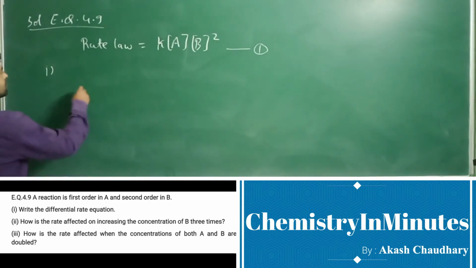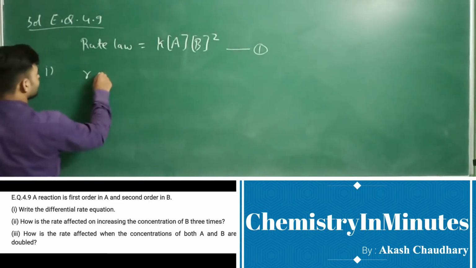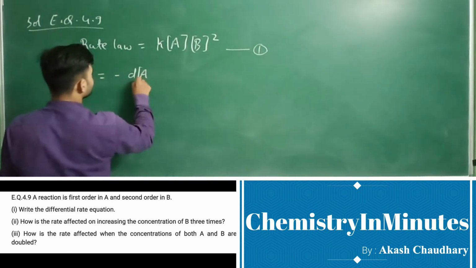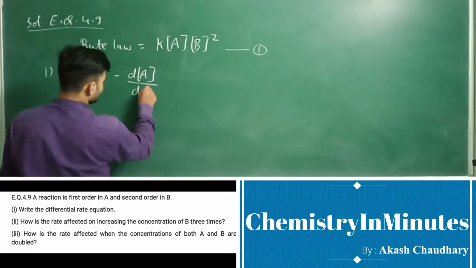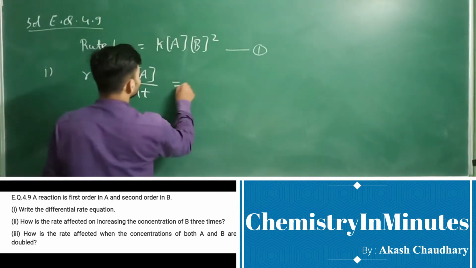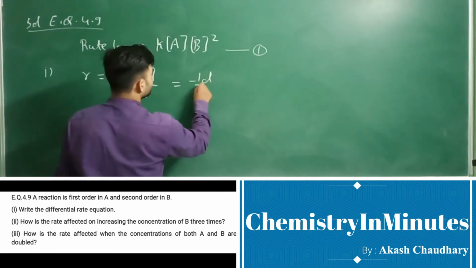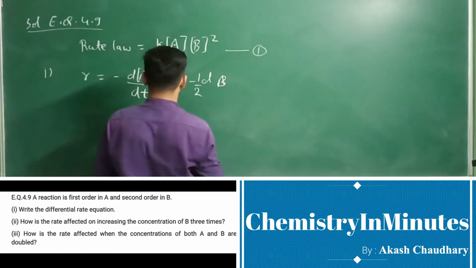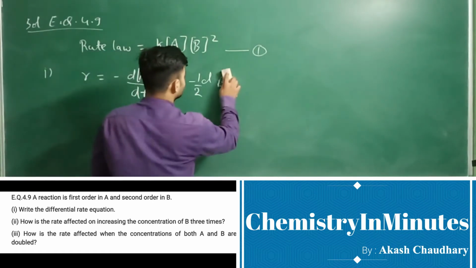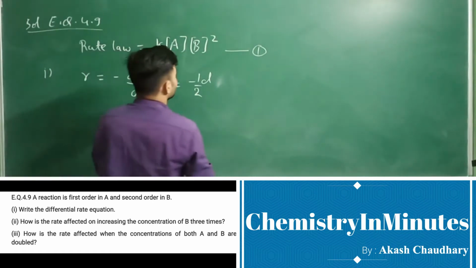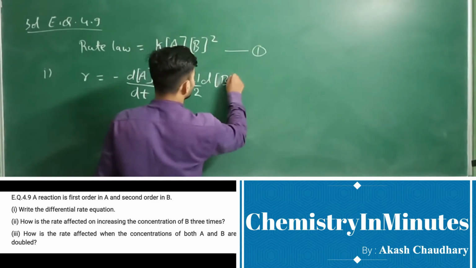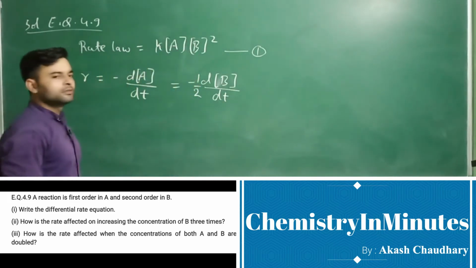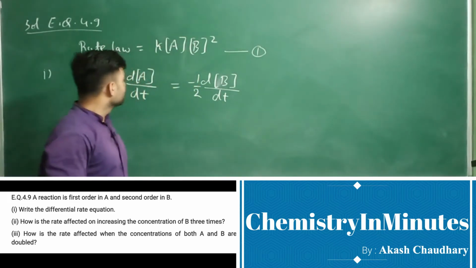Now the differential rate equation is equal to minus d concentration of A by dt equal to minus 1 upon 2 d concentration of B upon dt. So this will be the differential rate equation for the reaction.